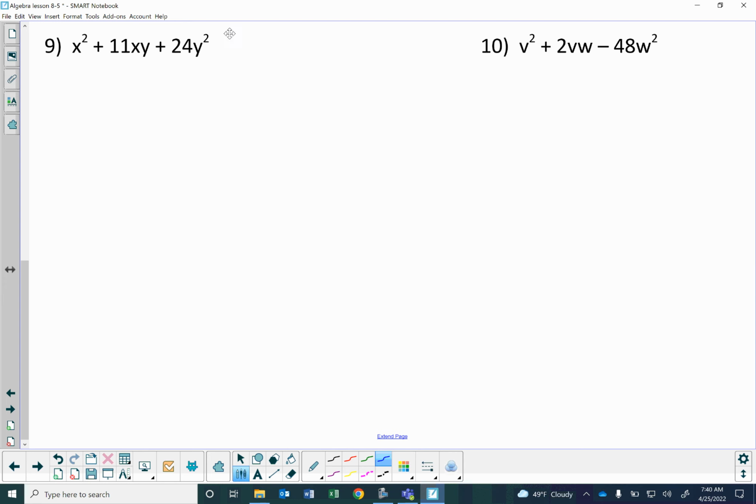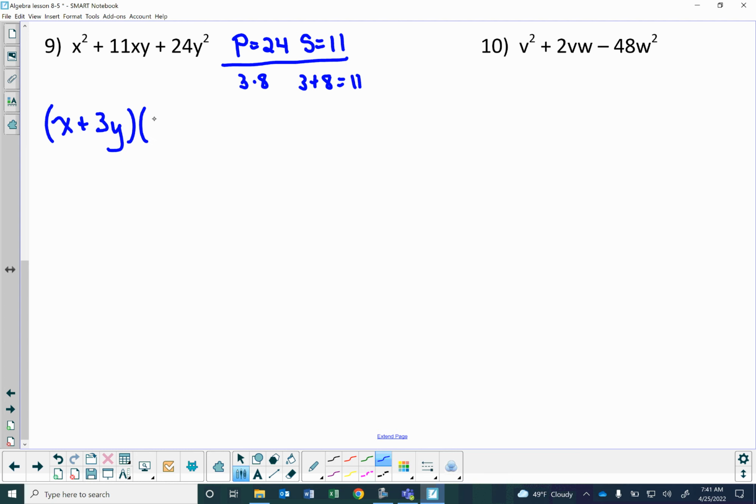Number 9, I need a product of 24 with a sum of 11. Everything is positive, so all my factors should be positive. Hopefully by now you can start eliminating things like I know 1 and 24 is not going to work and 2 and 12 is not going to work. I'm thinking 3 times 8, because 3 times 8 is 24. 3 plus 8 equals 11. So there we go. I'm going to have x plus 3y, because I have to have a y at the end, times x plus 8y. And I am done. 8y and 3y is 11y, so that makes my middle term, and I'm good.